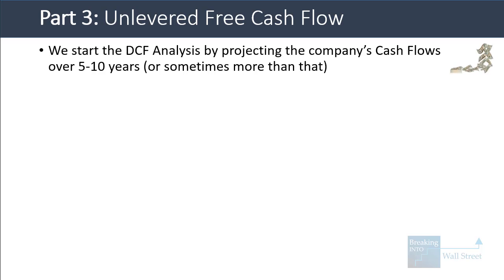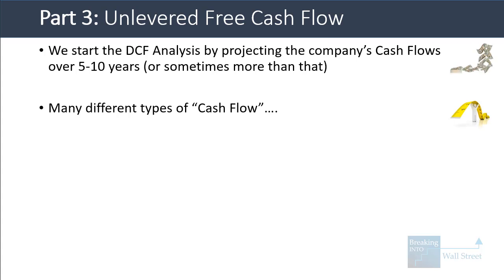Now we have a whole separate tutorial on this, which you can look at if you want, but I'm going to summarize here and give you some of the key points and show you how to make some of these calculations for Walmart. We always start the DCF by projecting the company's cash flows over 5, 10, or maybe even 15 or 20 years, depending on the company and industry.